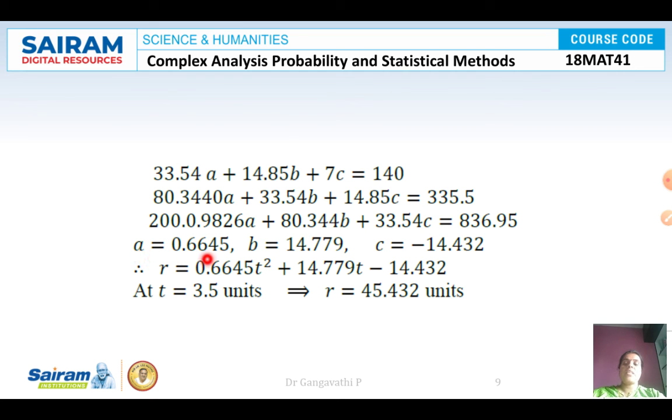simultaneously, we get A is equal to 0.6645, B is 14.779 and C is minus 14.432. Substitute them in the given equation, and at 3.5 units, we have to calculate R, which has been asked in the problem. So substitute t is equal to 3.5. So 0.6645 into 3.5 whole square plus 14.779 into 3.5 minus 14.432. So when we simplify this, the R value will be 45.432 units.